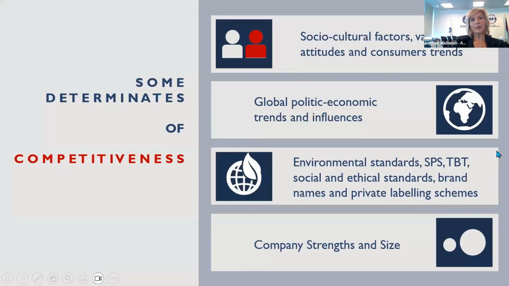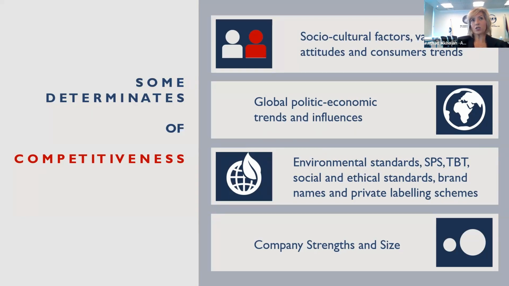So what is competitiveness? Competitiveness, we hear about competitiveness all the time. It could be socio-cultural factors, values, attitudes, and consumer trends. Post-COVID, we're hearing a lot about consumers in the US focusing a lot on values, cooking at home, wellness, and those components. They are thinking a lot about what's going into the products that they are using. They are more aware. They have a say. So this is all considered as part of the social cultural factors. There's global political economic trends and influences. There's a lot.